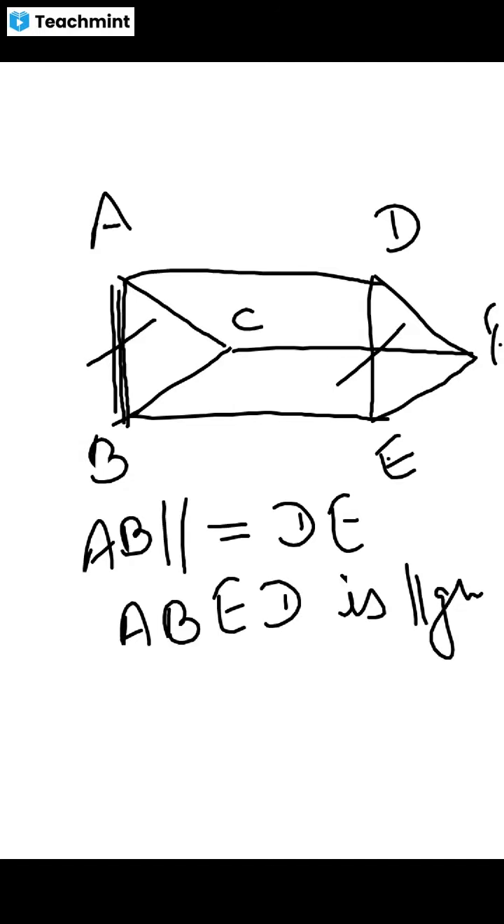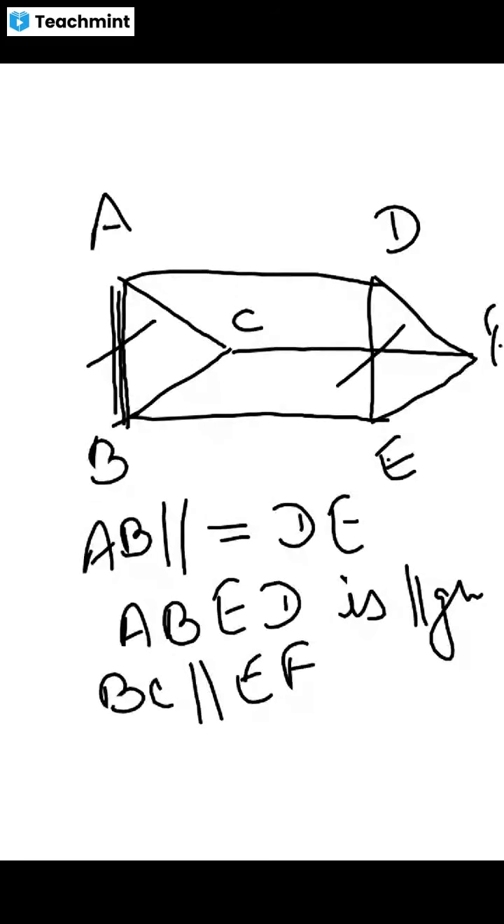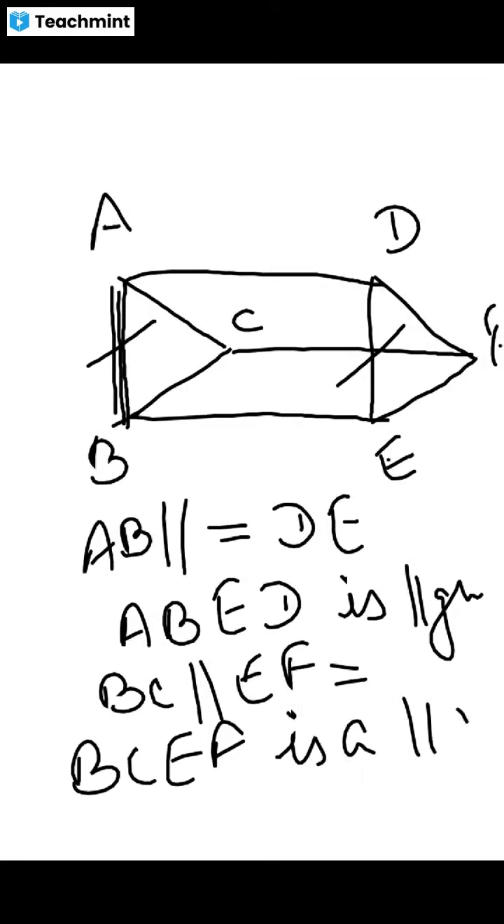Similarly, BC is parallel to EF and equal also. That's why BCEF is a parallelogram. Which theorem is used? If in a quadrilateral one pair of opposite sides are parallel and equal, then it is a parallelogram. We have to write this statement. Yes, ma'am. This part is done. These are the two parts. This is the first part. This is the second part.